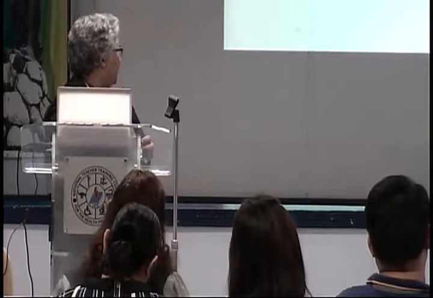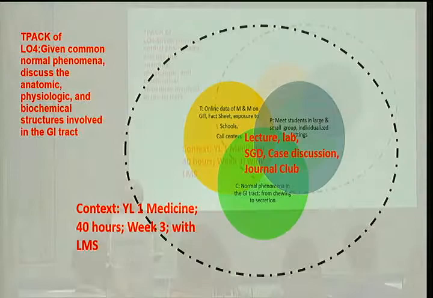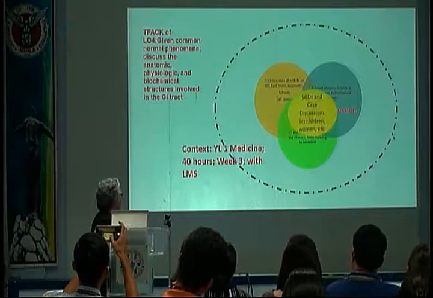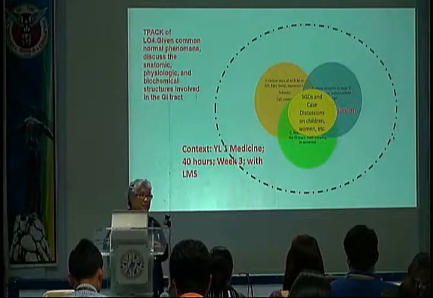Okay? Then this is the topic, common phenomena, and the strategies keep multiplying: lecture, lab, STD, discussion, journal club. Your consciousness in learning outcome 4 is the selection of cases. Okay? Because these are normal conditions. Selection of cases, so you are conscious of the context of a case: in school, in a primary school, in a call center, in a hospital setting, in a community center.